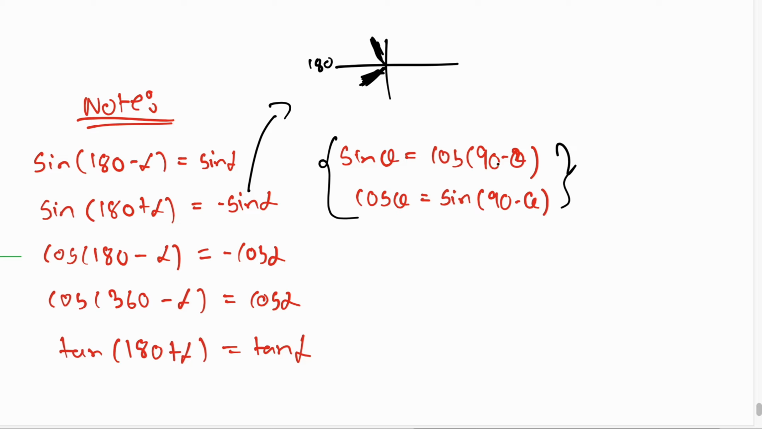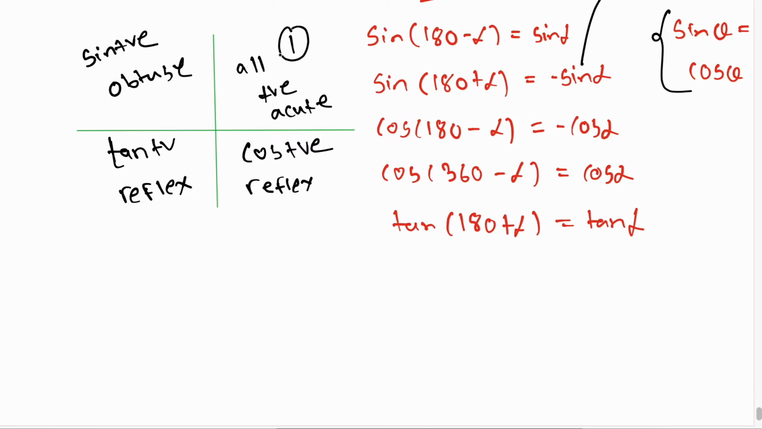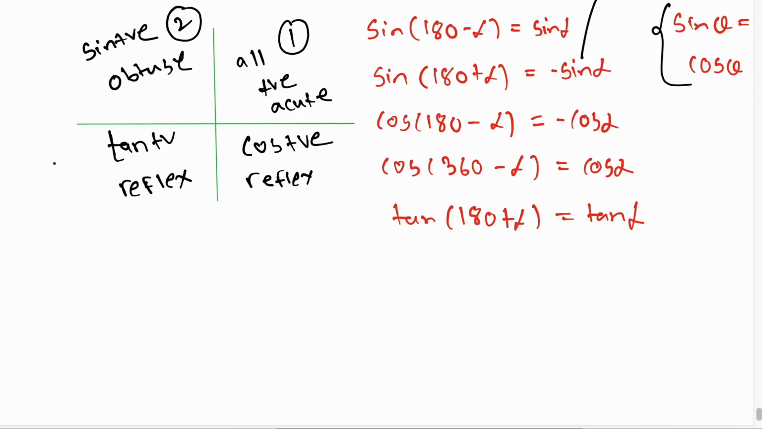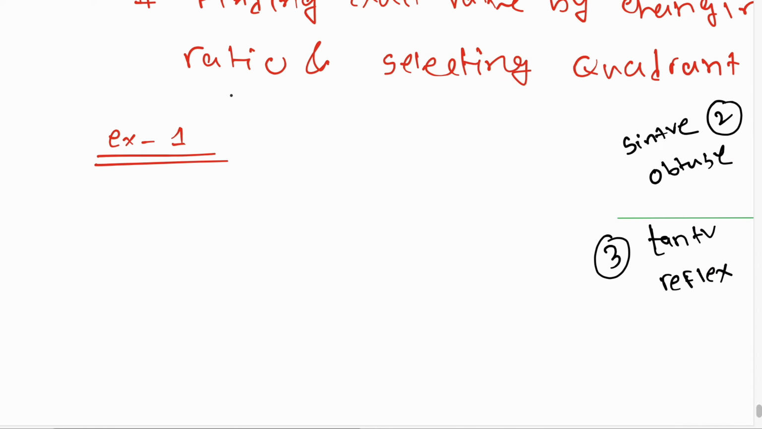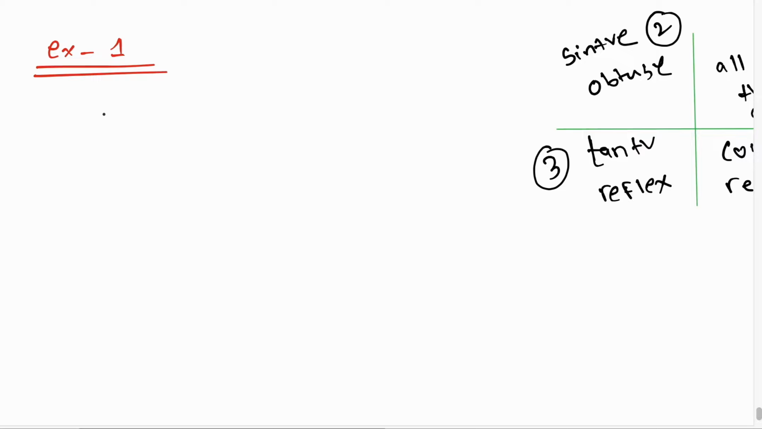And these two are one of the most important. Sine theta we can write as cos 90 minus theta, and cos theta as sine 90 minus theta. Here it comes that in first quadrant all positive, and these are called acute angles. In second quadrant sine positive and obtuse angle. In third quadrant tan positive and others all are negative and reflex. In fourth quadrant cos is positive and reflex angle. So let's take example 1 of finding exact value by changing ratio and selecting quadrant.